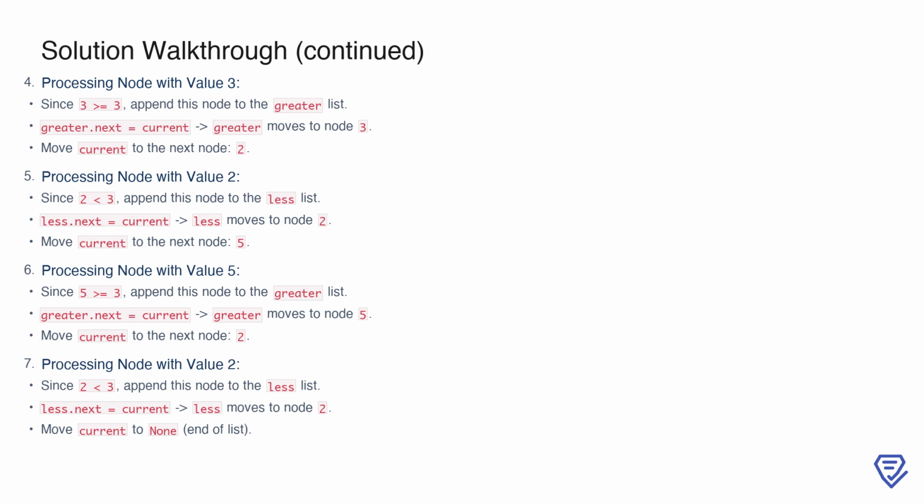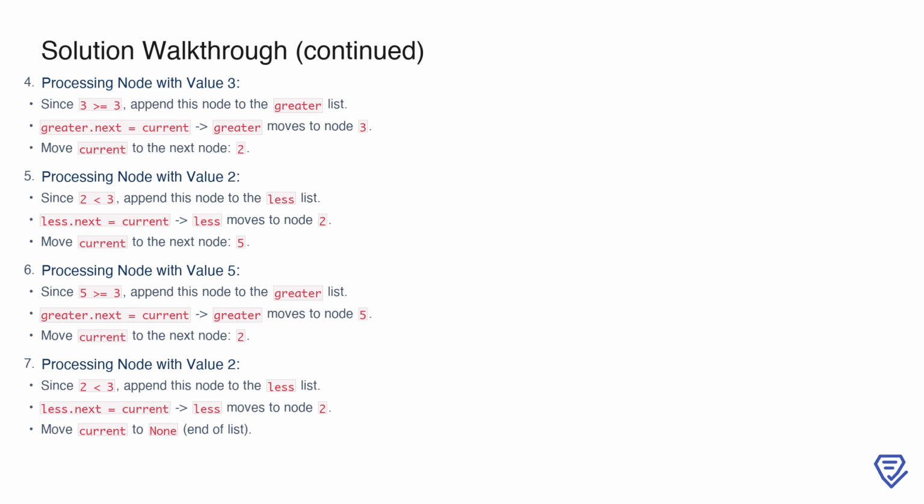This time, since 2 is less than 3, it is appended to the less list. We set less.next to current, advancing the less pointer to the node with value 2, and move current to the next node, which has a value of 5. For the node with value 5, since 5 is greater than or equal to 3, it is appended to the greater list. We set greater.next to current, moving the greater pointer to the node with value 5.